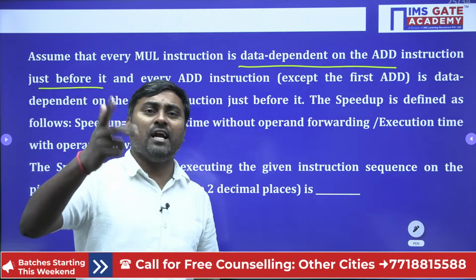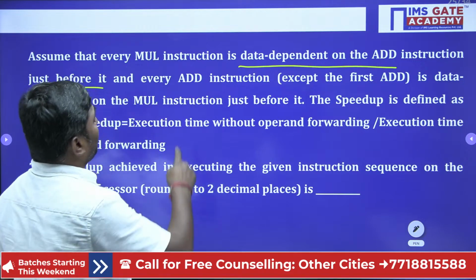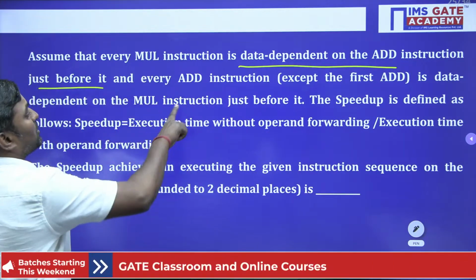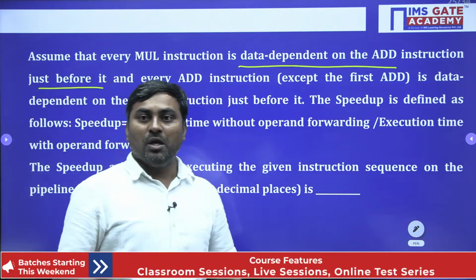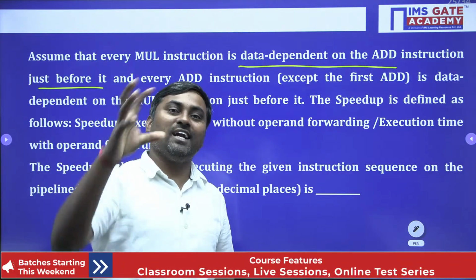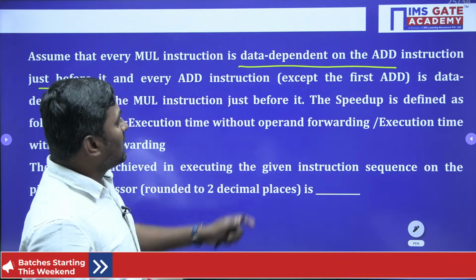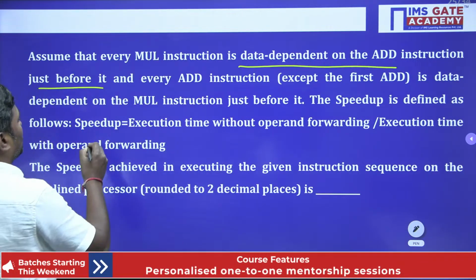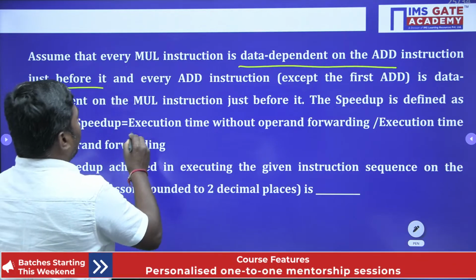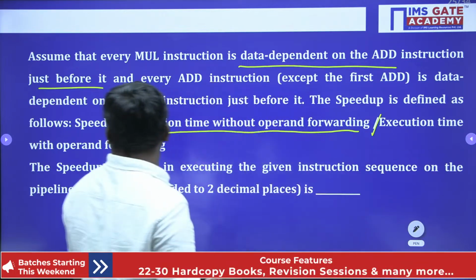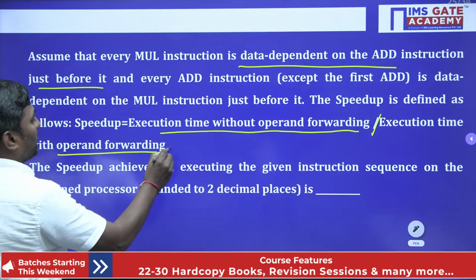Multiplication depends on addition, and every addition instruction except the first addition is data dependent on the multiplication instruction just before it. So multiplication depends on addition, addition depends on multiplication. This is a data dependency problem. The speedup is defined as follows: execution time without operand forwarding divided by execution time with operand forwarding.